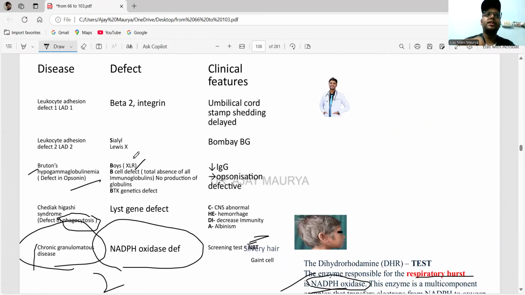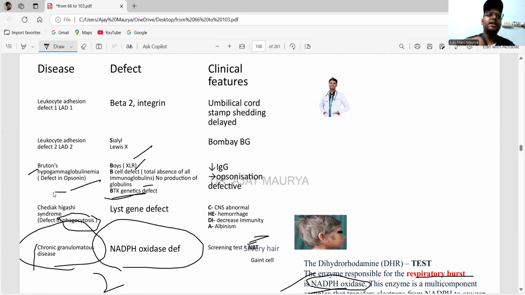Okay, now as you have seen, X-linked recessive means seen mostly in boys. There is no production of globulins. It is seen in the BTK gene defect. Okay, BTK gene defect. That's why the patient is always having severe recurrent infections.